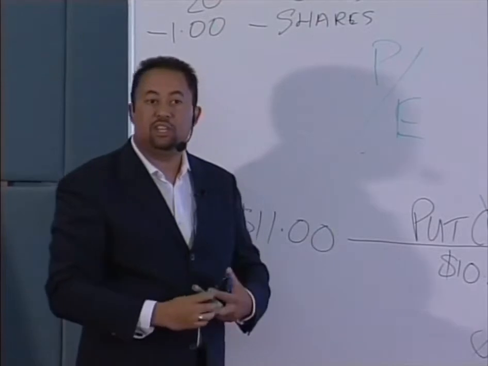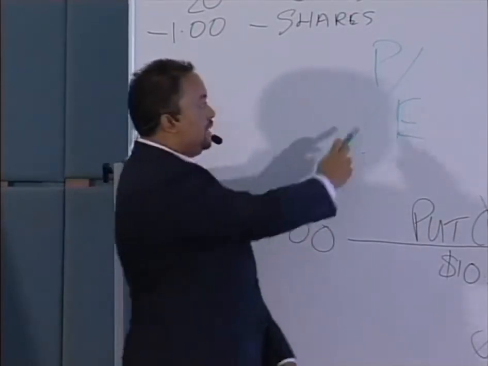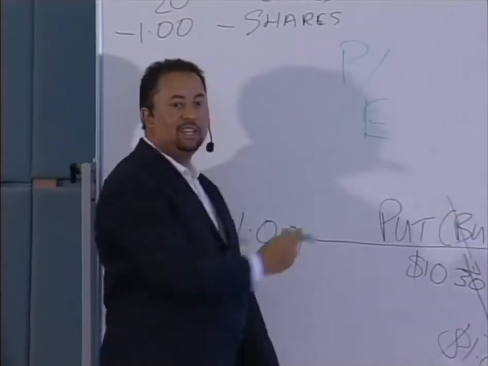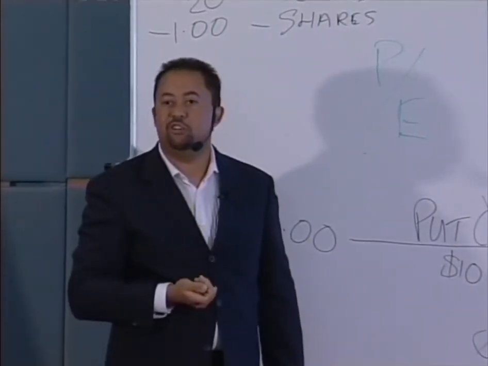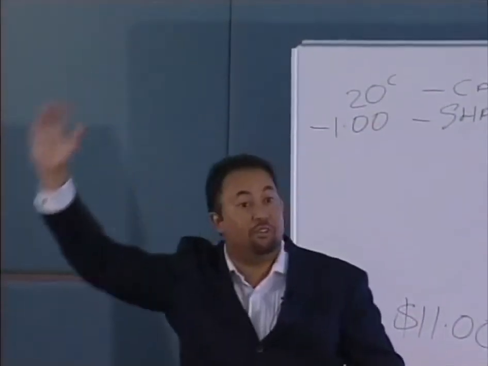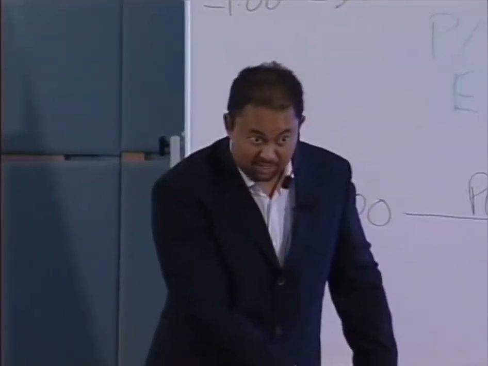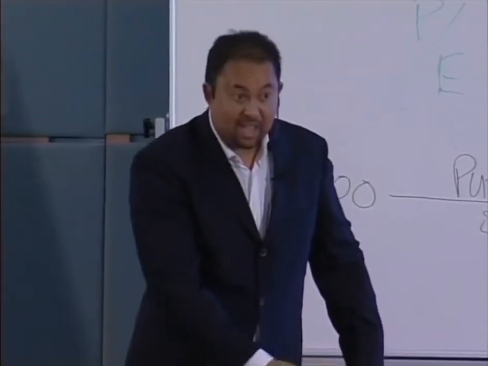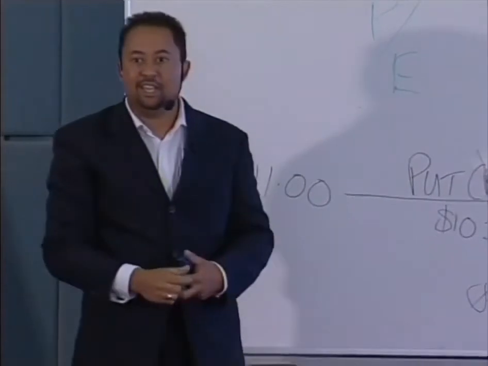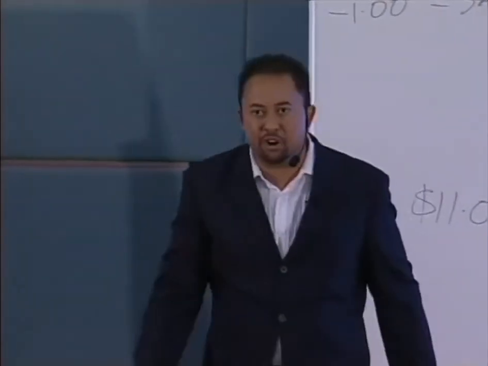So another way to think of this is, the bigger the P in comparison to the E, the worse the deal you're getting. Because you're paying a high price for not much earnings for the company. Yeah? And the smaller the P in comparison to the E, the better value that you're buying.